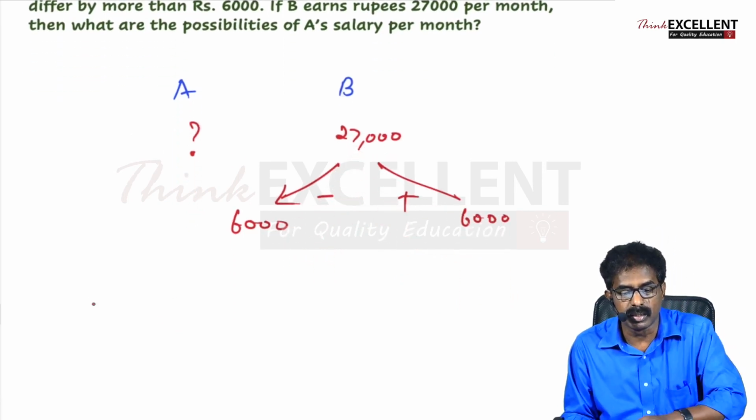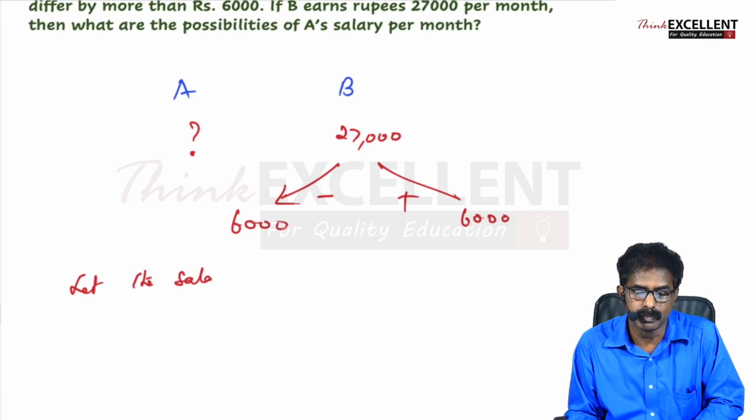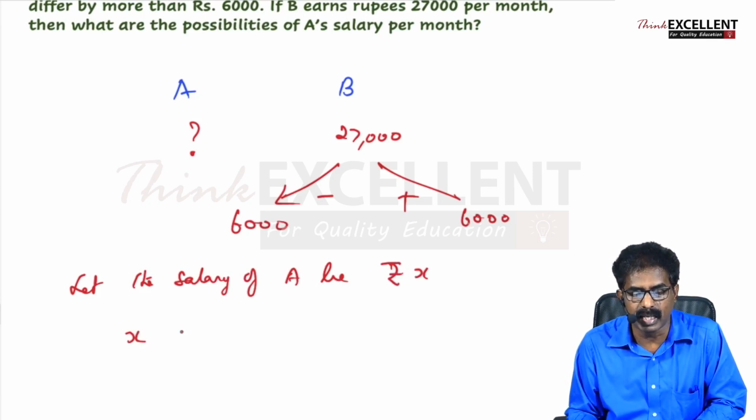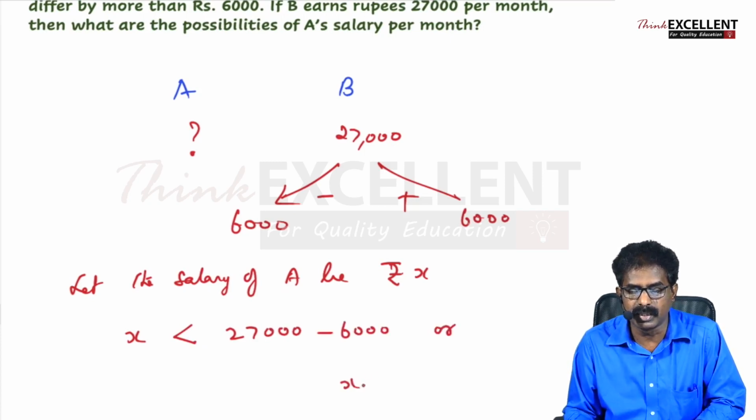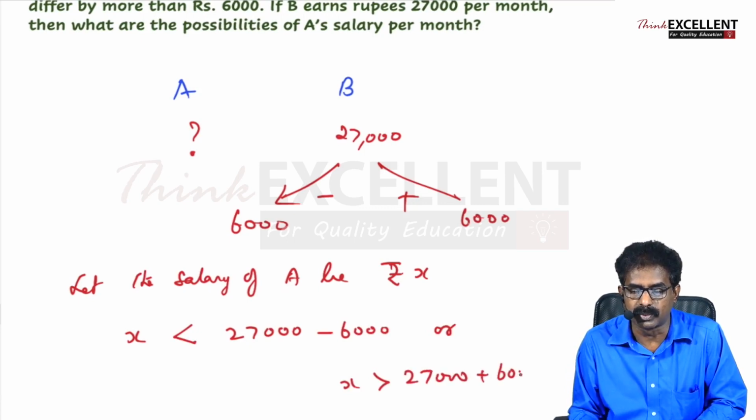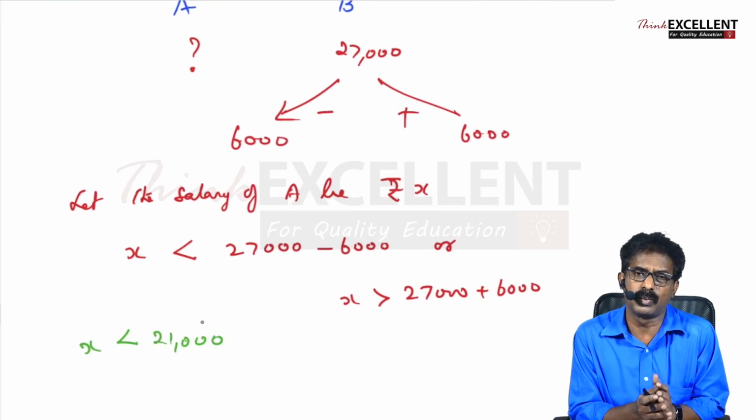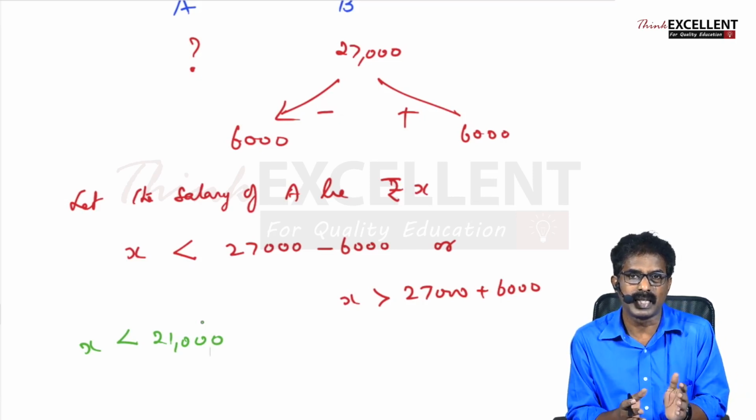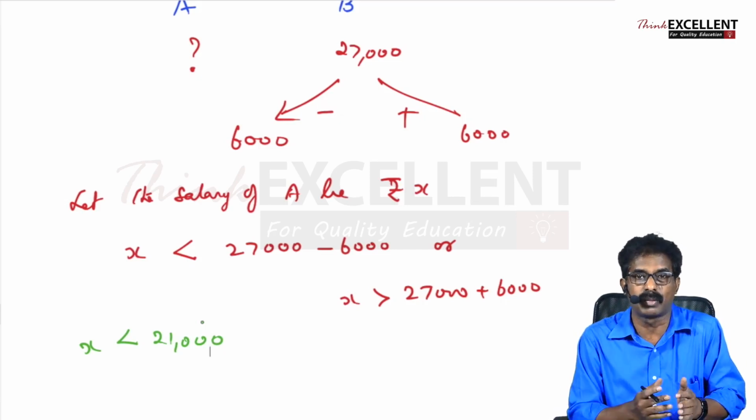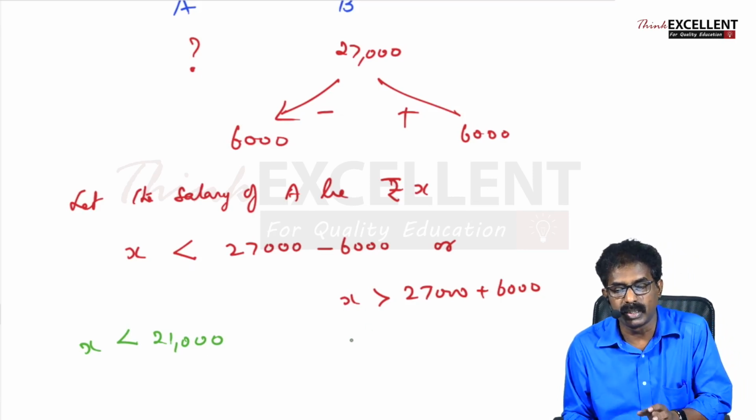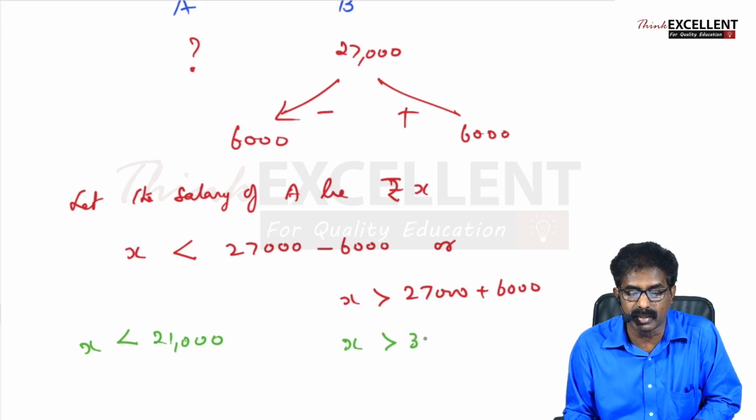So let the salary of A be rupees X. Then X is either less than 27,000 minus 6,000, or X is greater than 27,000 plus 6,000. Then only the difference will be more than 6,000, right? So either X is less than 27,000 minus 6,000, which is 21,000. Suppose A's salary is less than 21,000 and B's salary is fixed at 27,000; definitely the difference is more than 6,000. In the other case, X is greater than 27,000 plus 6,000, that is, greater than 33,000.